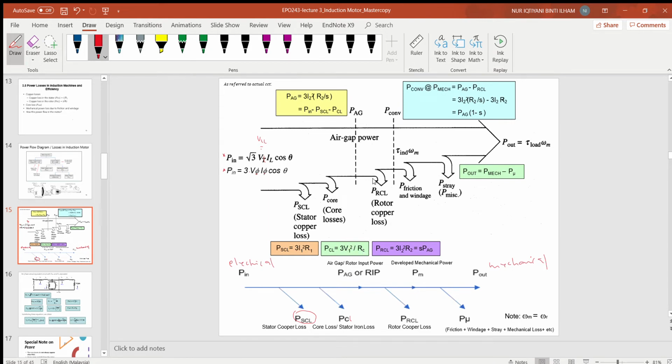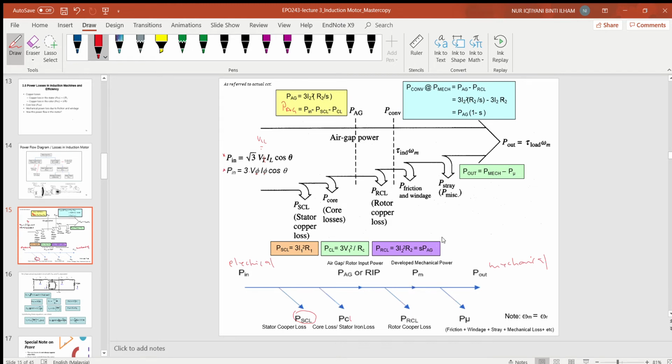The next loss is the P air gap. Remember the last topic, transformer, I taught you, atas tolak bawah dapat atas. So you can use this concept: P air gap is equal to P in minus P stator copper loss minus P core loss. But there is another formula: P air gap is equal to 3 I2 squared, where I2 is the rotor current, times R2 over S.